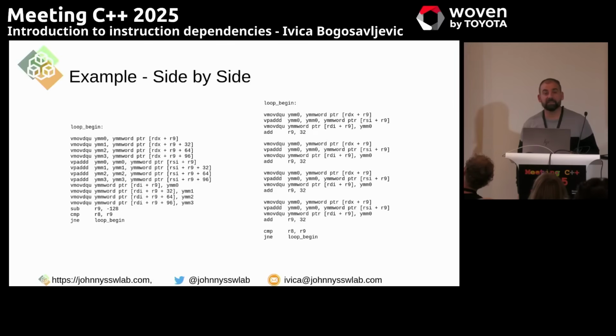Sorry? Yeah, so the loading here was RDX plus R9, and the loading here is RDX plus R9 plus 32. So that's the thing. You have another addition. Somebody has to do this addition. It doesn't happen automatically.